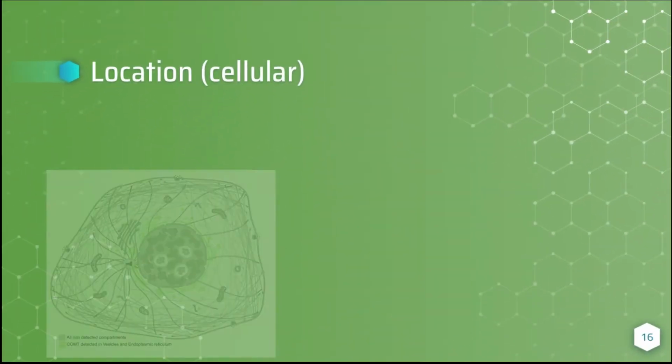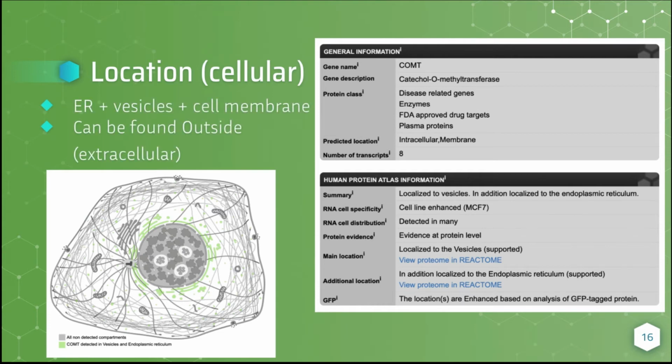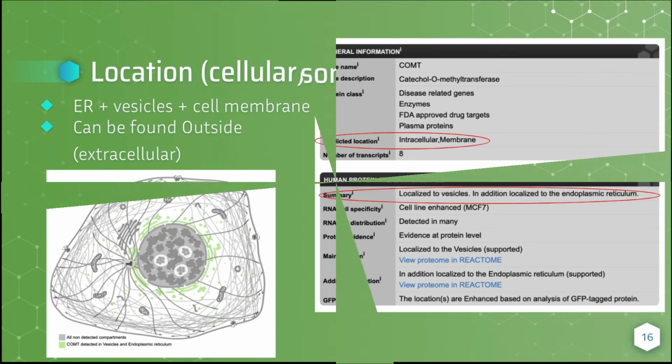Now let's talk about the cellular location of COMT. As you can see here in the two diagrams that I've obtained from the Human Protein Atlas, COMT can be found in the endoplasmic reticulum, the vesicles, and the cell membrane within the cell. It's also noted that COMT can be found outside the cell, or extracellularly. Again, these regions are circled in red.